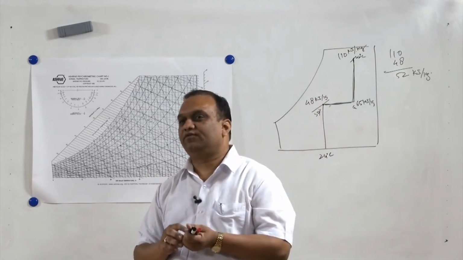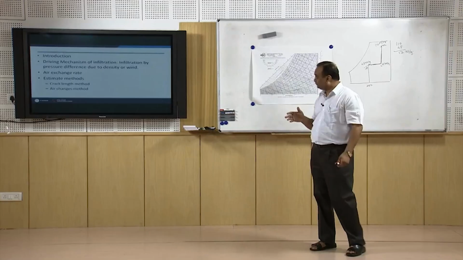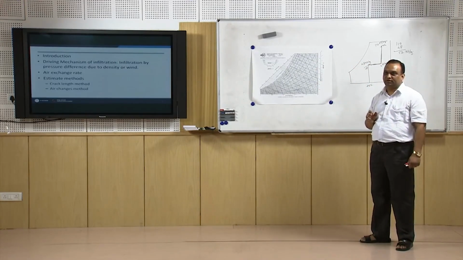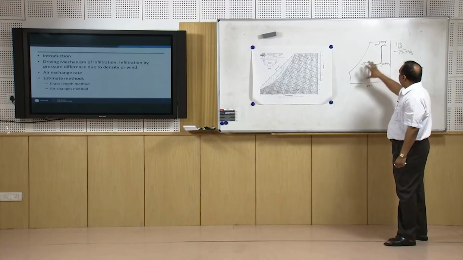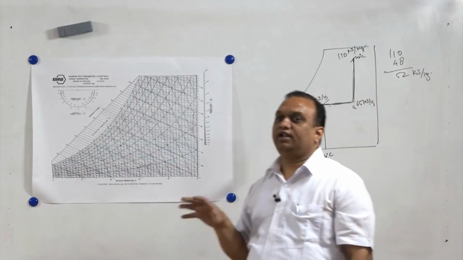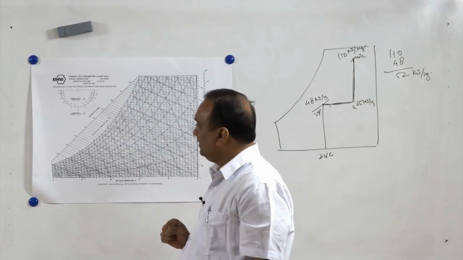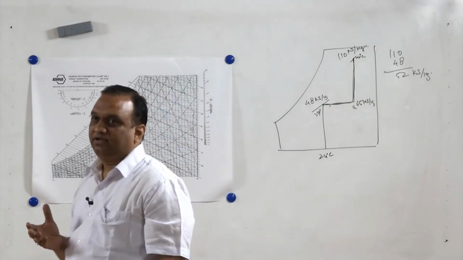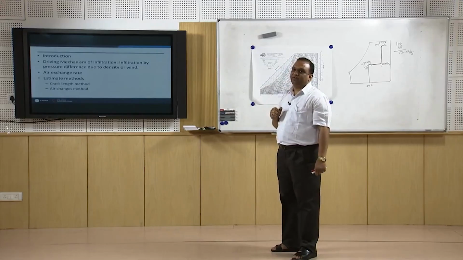Now, this information is helpful when we do load calculation in the system, because when we design an air conditioner for a building or a house, infiltration is also taken into account, and the load due to this infiltration is also added in the total load of the building. Now, the problem is how to estimate the infiltration in the building.